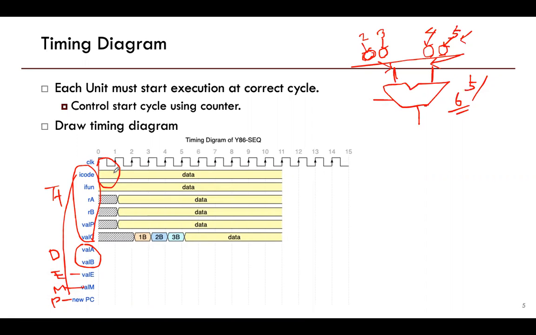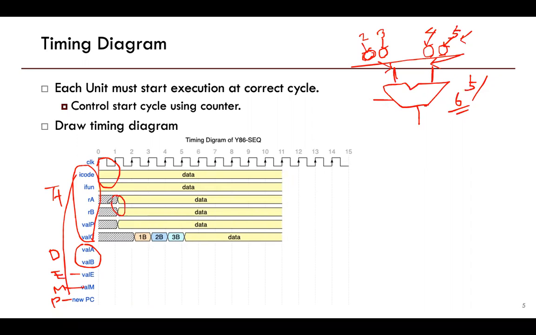And they keep the same value until the last cycle of this instruction's execution. And the rB and rA register values are stored in the second byte of the instruction, right? So they will be available at the next cycle, cycle 1.